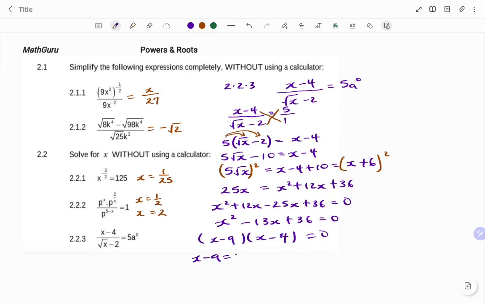Therefore, the value of x, I have x minus 9 equals to 0. Therefore, x is equal to positive 9. Or x minus 4 equals to 0. Therefore, x equals to positive 4. So for the last question, x is equal to 9 or x equals to 4.